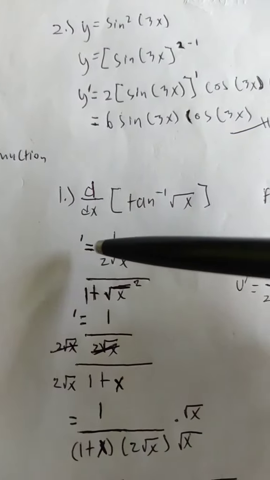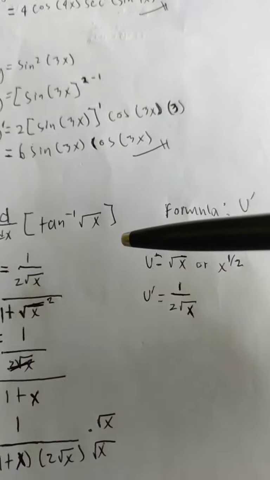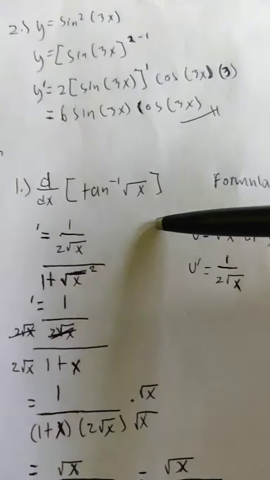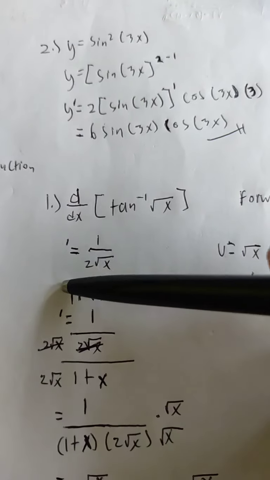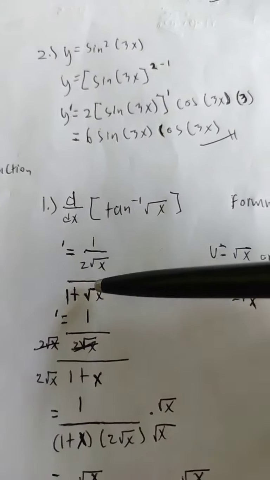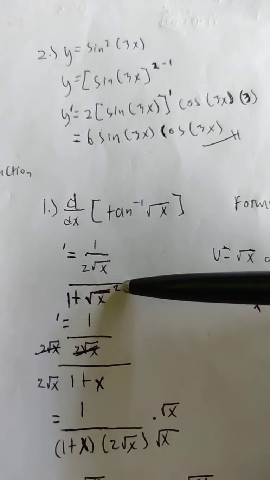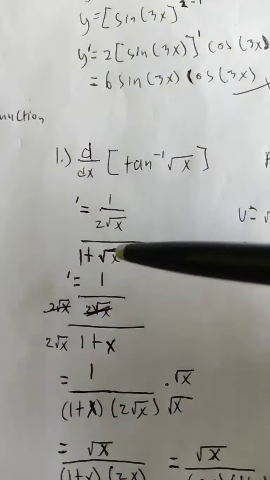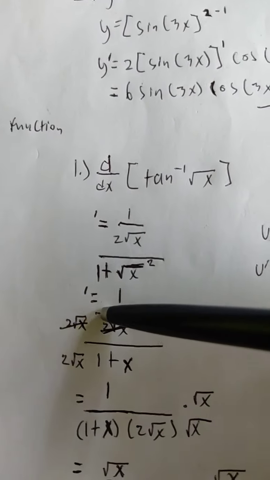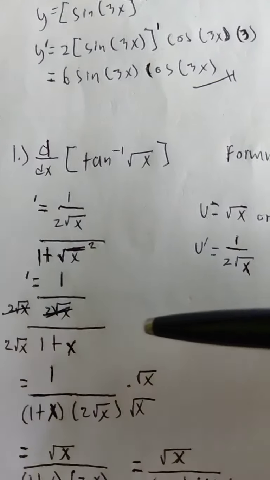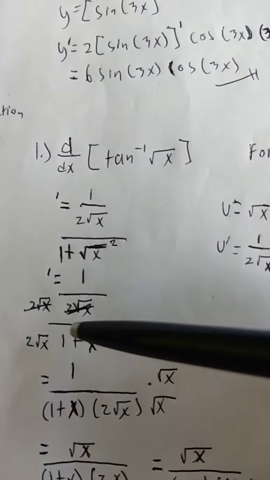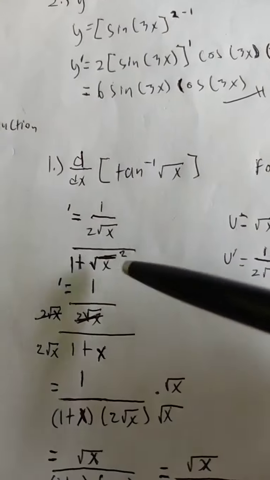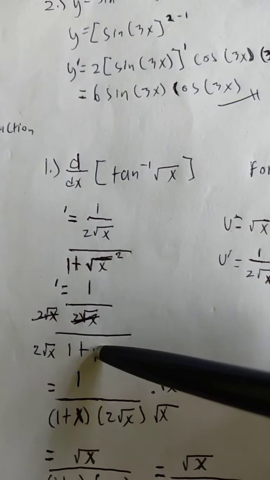So we need to input here using the formula. The formula says u prime, so our u prime is 1 over 2 square root of x, all over 1 plus u squared, the square root of x squared. So that will be equal to 1 all over 2 square root of x, over 1 plus x, because the square root of x raised to 2 would just be x.